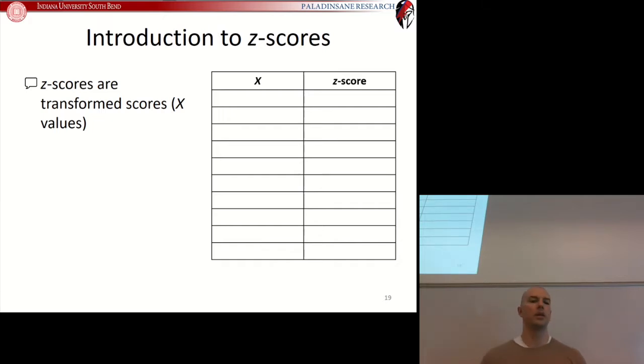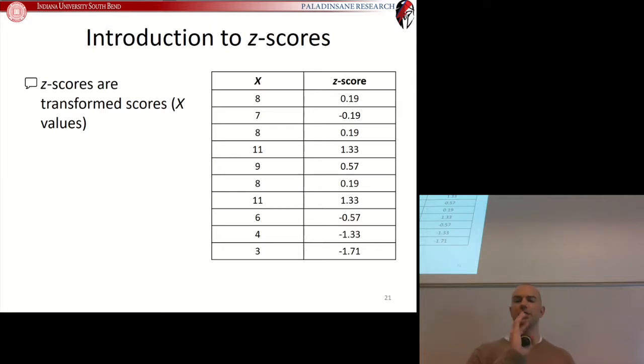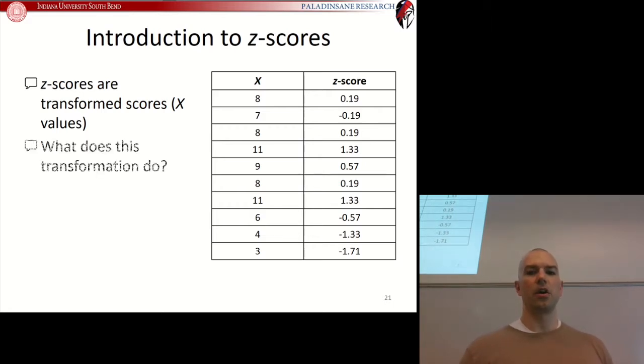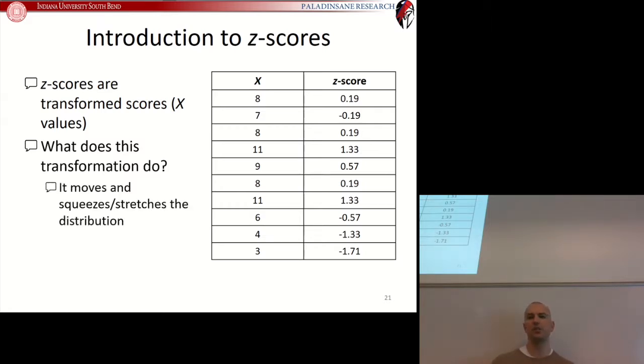You can do the same thing with any score, any raw value, raw score, these x values, and transform them into z-scores. So for example, if you had these particular raw scores, if you had these x scores, you can take those and transform them into z-scores. So again, just like transforming American dollars into euros. However, this transformation does something very specific. So what this transformation does, and we're going to see more detail about this, is that it moves the distribution, and it squeezes or stretches the distribution.